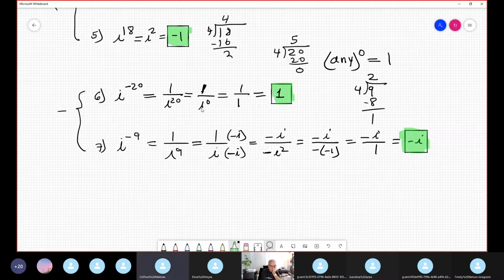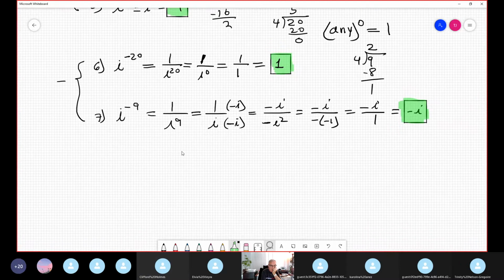I'm sorry, can you run over that number 6 again one more time? Absolutely. Number 6 was i raised to the minus 20. The negative exponent means reciprocal. That part is clear for you, mister? The negative exponent, in algebra, when you have, for example, a, not necessarily i, to the minus 4, it is 1 over a to the 4. This is the interpretation of negative exponent.